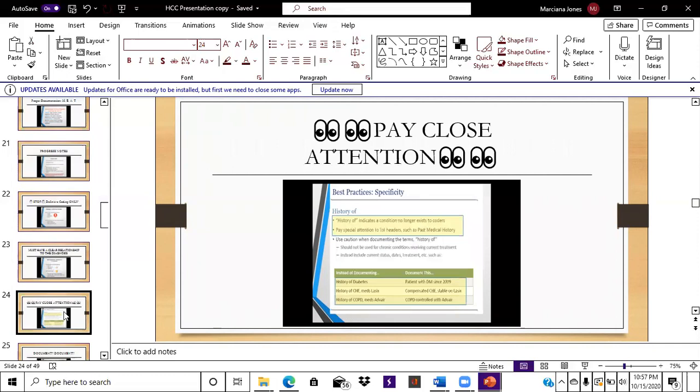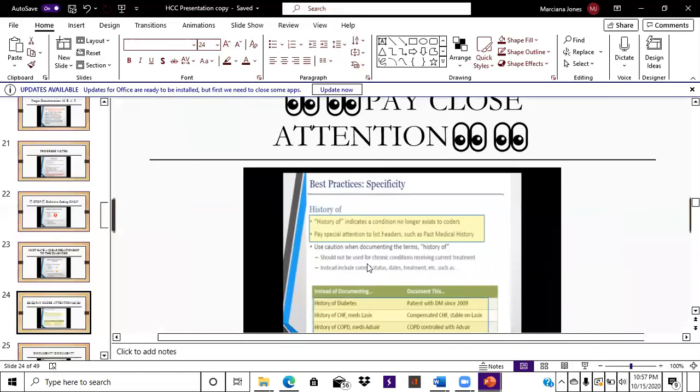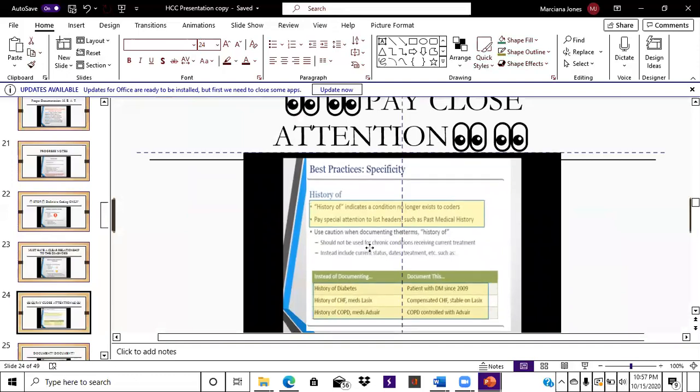So pay close attention, best practices on specificity. And I'll make this bigger because this is super important. All right, and I'll slide it up. There we go.